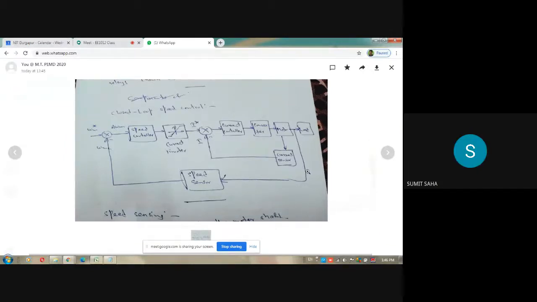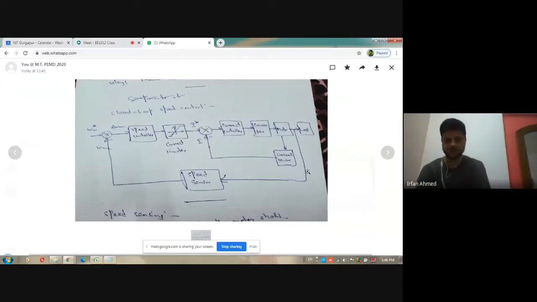So these types of block diagrams you must have seen in control systems, and you are going to use similar block diagrams whenever you opt for closed loop speed control. Even when you are using open loop speed control, you still have a feedback loop for protection. There will always be a feedback loop for protection in case of machine drives. But this one is for when you want to go for closed loop speed control.